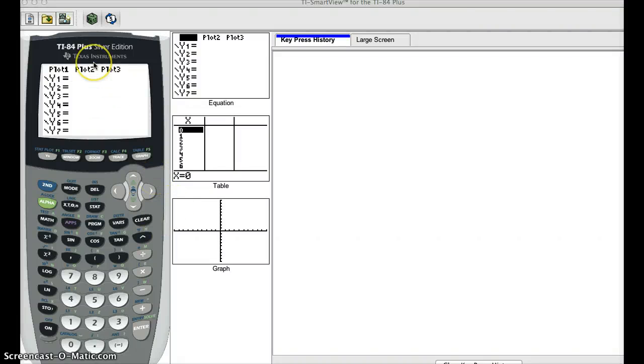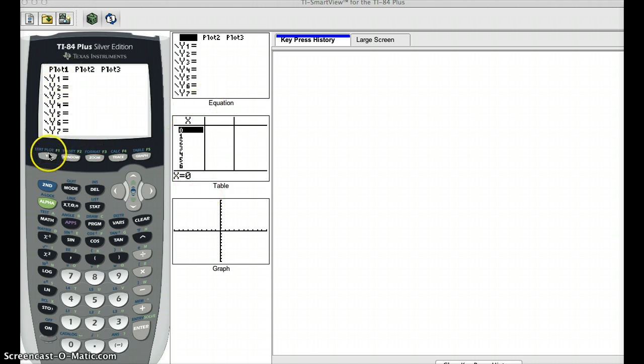Alright, so what we're going to do in this video lecture is show you how to solve quadratic equations using the graphing calculator. So instead of factoring and finding the zeros, we're going to graph and see where the graph crosses the x-axis. The first equation we're going to look at is x squared minus 8x plus 15 equals 0.